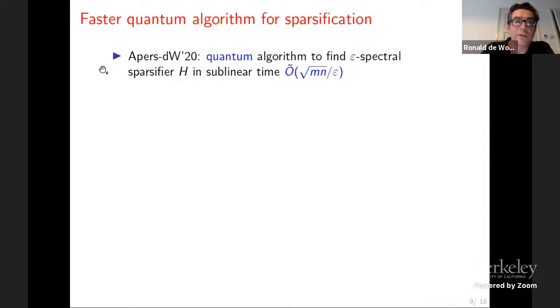This was work done by Simon Apers and myself last year. Actually, most of the work was done by Simon. We give a quantum algorithm that finds an epsilon spectral sparsifier H in sublinear time, essentially square root of mn. Again, think of epsilon as a small constant here. And this is a polynomial speedup. For instance, if you start with a pretty dense graph where m is like n squared, then we reduce the complexity from a classical n squared to a quantum n to the 1.5. Again, a polynomial speedup, but even less than quadratic. But it turns out that this is the best you can get. We also proved that this is optimal in m, n, and epsilon.